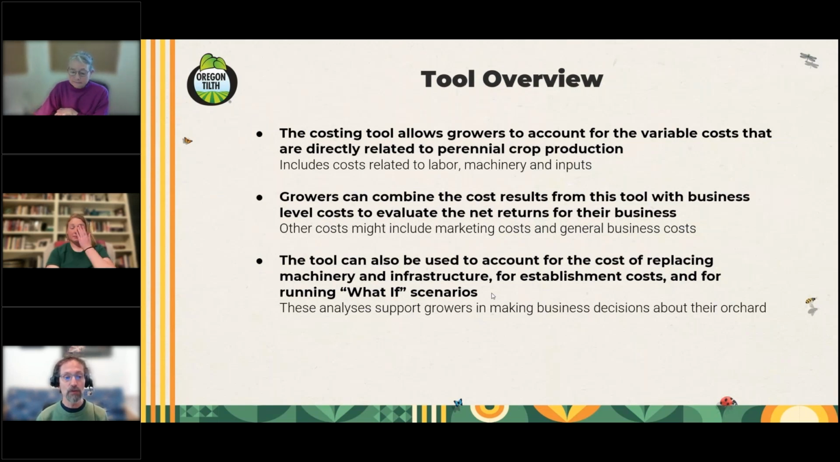In addition, the tool can be used to run some other kinds of analysis, things like making sure that the farm is generating enough profit to be able to replace machinery and infrastructure when it wears out. It can do some analysis around whether the orchard is covering establishment costs, and also for running a variety of what-if scenarios. And I'll talk about some of those a little bit later on.